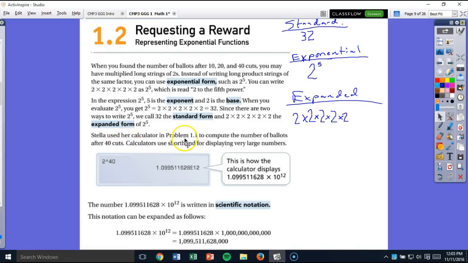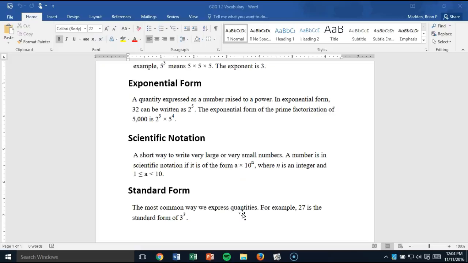Stella used her calculator in problem 1.1 to compute the number of ballots after 40 cuts. Calculators use shorthand for displaying very large numbers, which we're going to wind up getting when we deal with exponents. The way that you would enter this into your calculator would be 2 and then a caret, and then whatever your exponent is. This time it was 40. It gives us back a number like 1.099511628E12. What on earth? This is what's called scientific notation. That number means it's that number times 10 to the 12th power, and that is scientific notation. It is a short way to write very large or very small numbers.